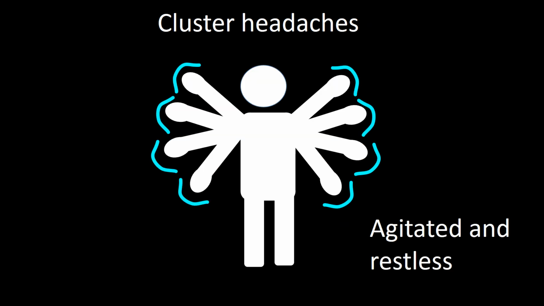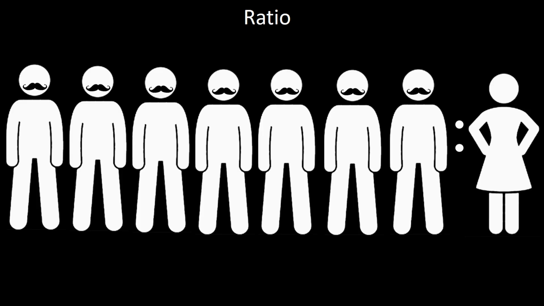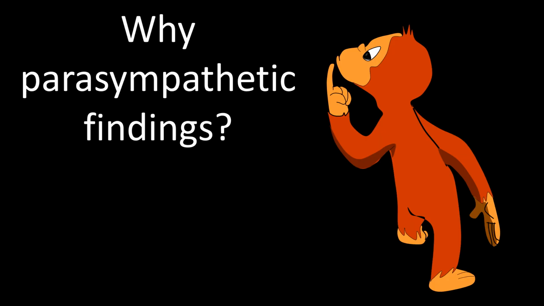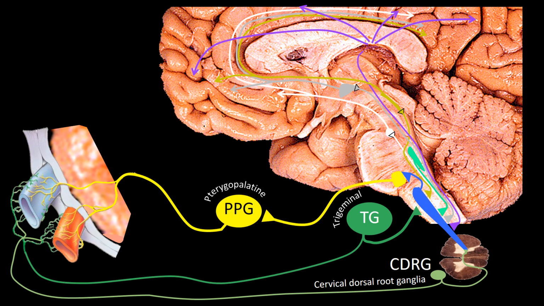In addition, patients with cluster headaches tend to be agitated and restless, unlike those suffering from migraine that prefer to be quiet and still. Cluster headache usually starts between 25 and 45 years of age. Men are more often affected than women. The pathophysiology of clusters is also poorly understood, but it is clear that it must answer two questions. Why parasympathetic findings? To answer this question, I will use the migraine model, but to make room in our minds and in the frame for more details, I have removed the labels.